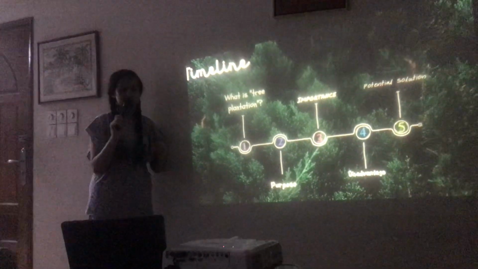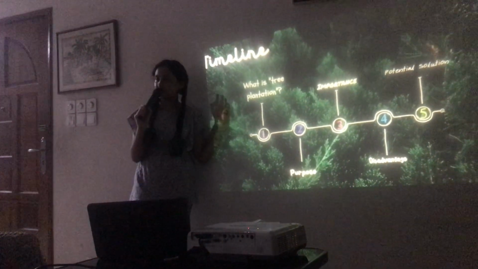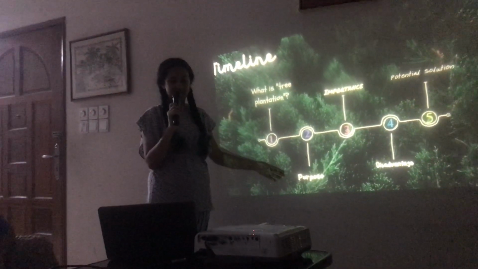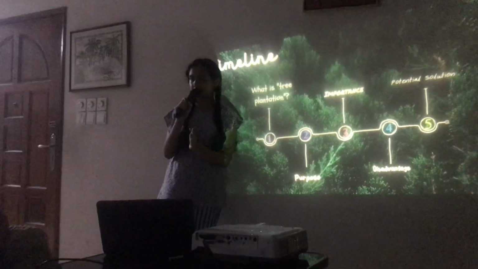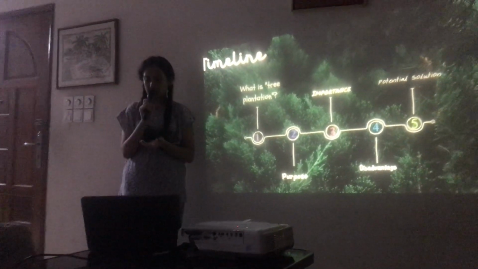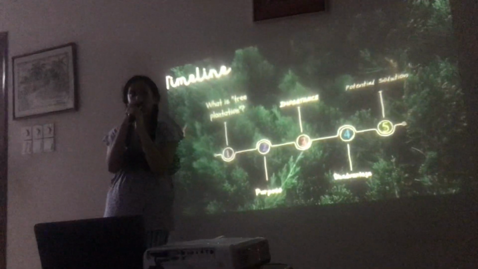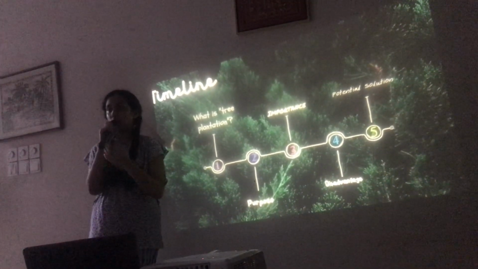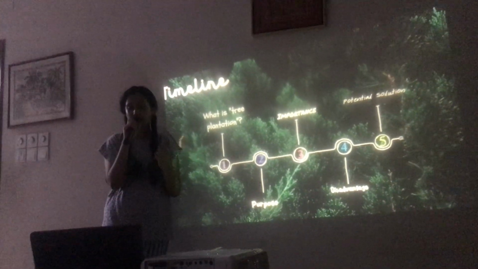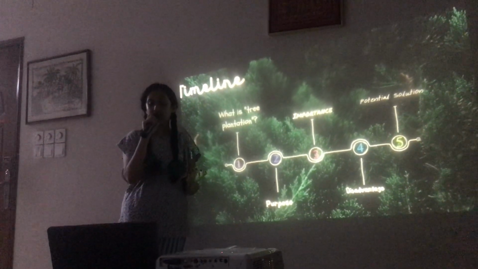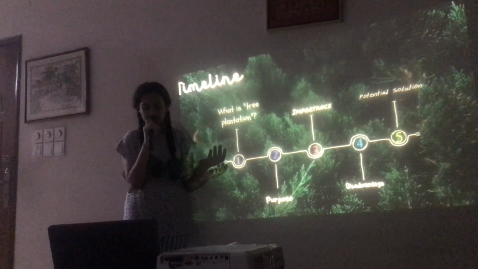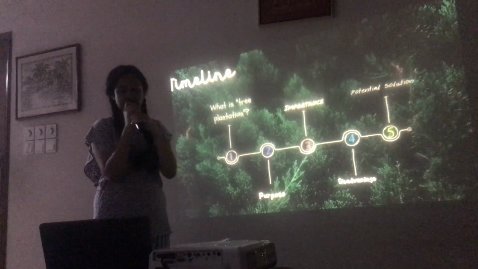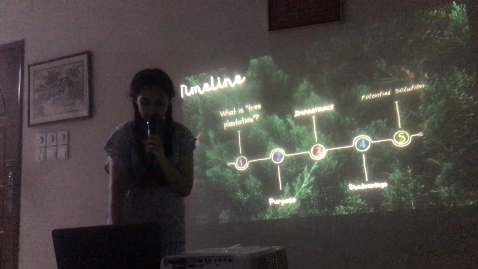We'll go from what is tree plantation, because that's a basic question that everyone needs to know to understand the topic, to the purpose of tree plantation. I know purpose and importance can be the same thing, most people would say, but they are different, because purpose is why we're planting and importance is how it is affecting us, but positively. And disadvantage is how it is affecting us negatively or what we are doing wrong. And potential solutions because of the disadvantage.